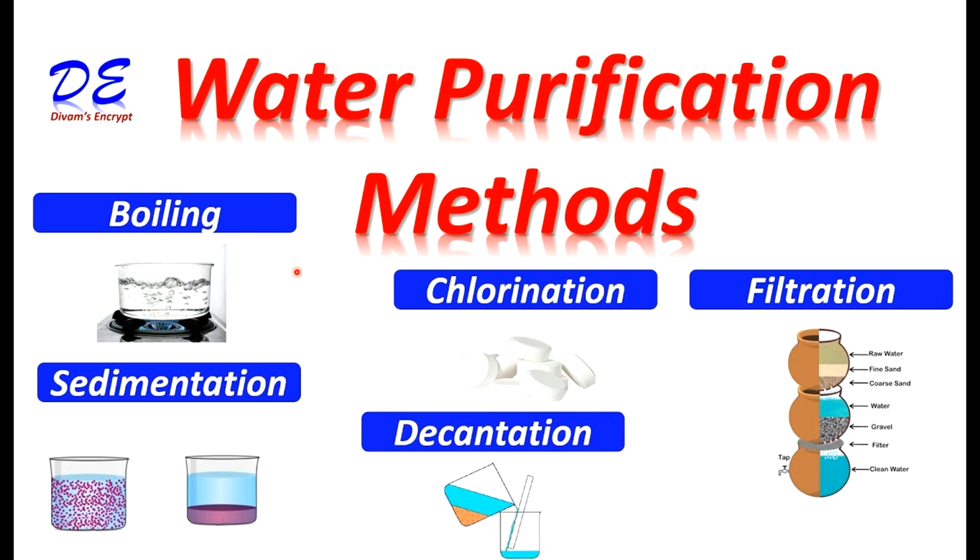So here come the different methods of water purification. Boiling, chlorination, and filtration we already discussed. Chlorine tablets are available for domestic-level purification, or if you are moving somewhere or visiting some area. And sedimentation is another process. If you are utilizing some river water or the water is very much polluted, you can recommend the sedimentation technique, and then decantation, or removing the water layer slowly.